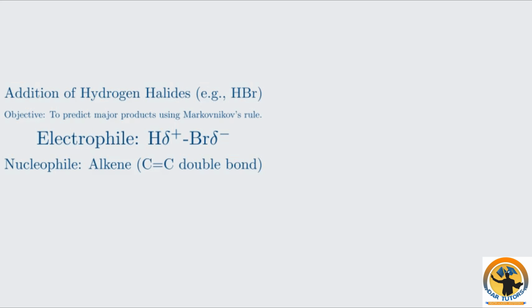First, the pi electrons of the alkene attack the partially positive hydrogen of HBr. Simultaneously, the H-Br bond breaks heterolytically, with the electrons going to the bromine. This forms a carbocation intermediate and a bromide ion. This step is the slow rate-determining step. Unlike the halogen addition, a cyclic intermediate is not formed. Instead, we have a linear carbocation. The bromide ion then attacks the carbocation to form the final product, a halogenoalkane.